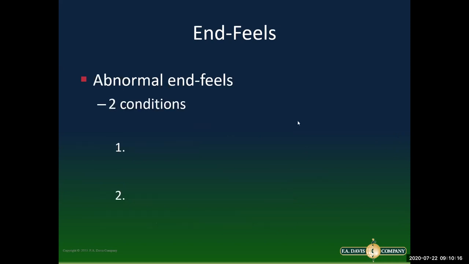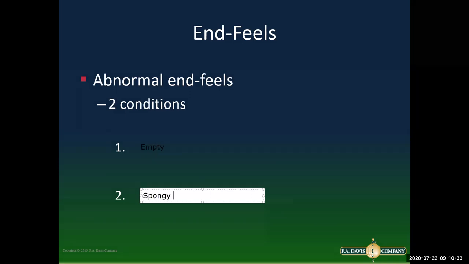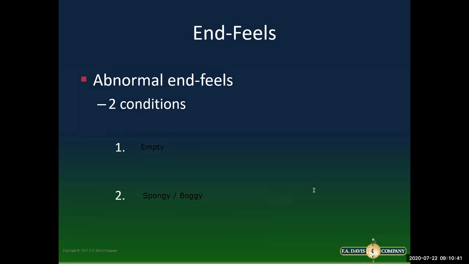What are the two abnormal end feels? Do you remember? Empty. Okay, good. So we've got empty. And what's the other one? Spongy, or what's the other term for it? I like the other term better. Boggy. Yeah. I love the term boggy. I don't know why, to me that is just a great term. Spongy or boggy. Right? It's not bogey. That was an actor. So swampy, yeah.